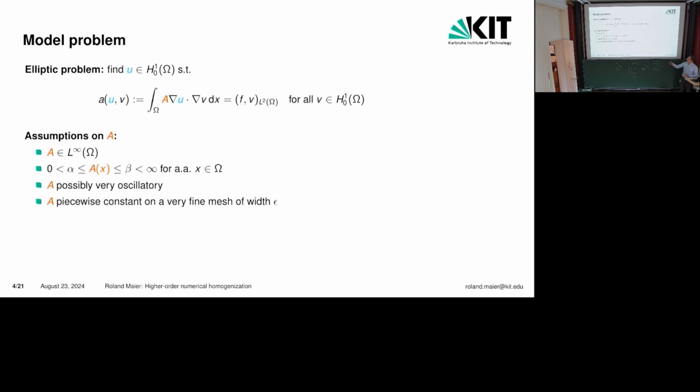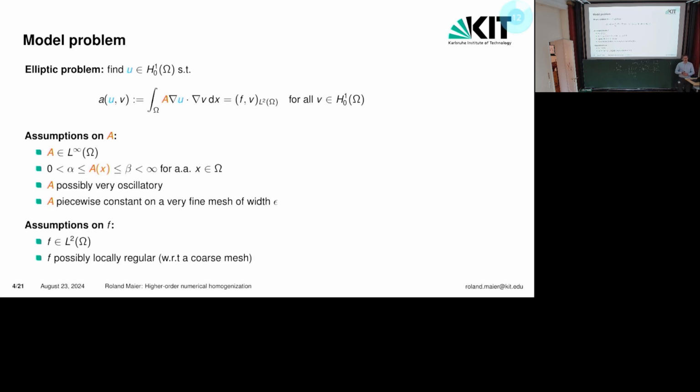And A is possibly very oscillatory, so that's the important thing. Everything works as well if there's no oscillations, but that's of course the less interesting part. And again, for convenience, I just assume that A is piecewise constant on a very fine mesh. That's not necessary for the theory, but it again helps to understand on which scale things are actually going on.